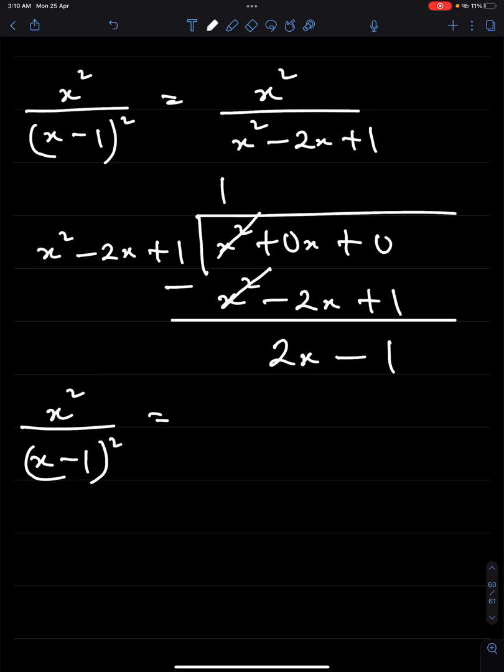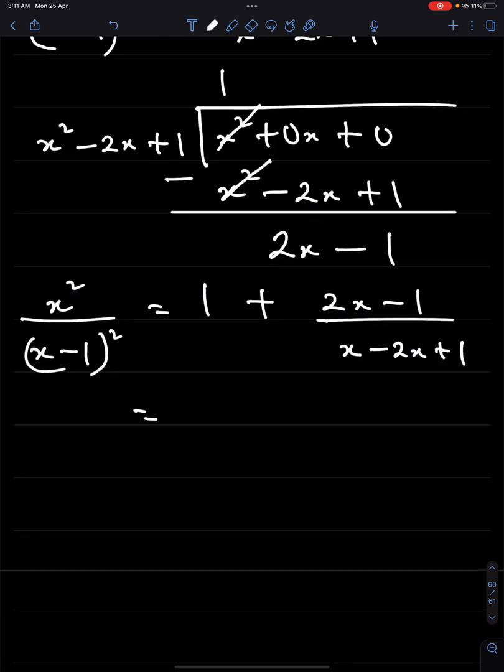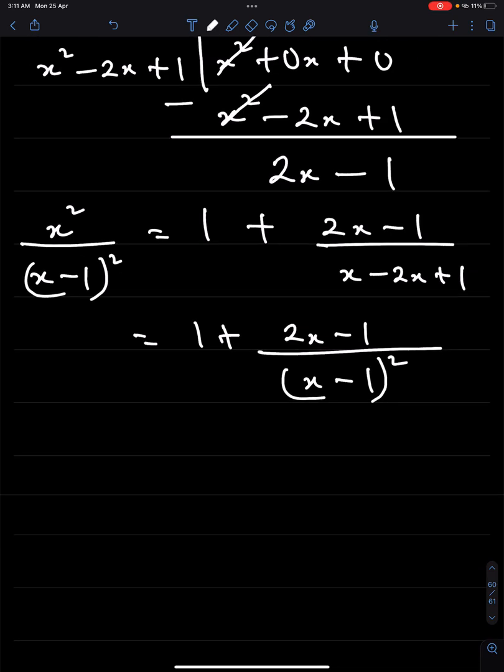That's the same as x squared minus 2x plus 1, which is the same as 1 plus 2x minus 1 over x squared minus 2x plus 1. But I'm writing this one as the square of x minus 1. So that's 1 plus 2x minus 1 over the square of x minus 1.